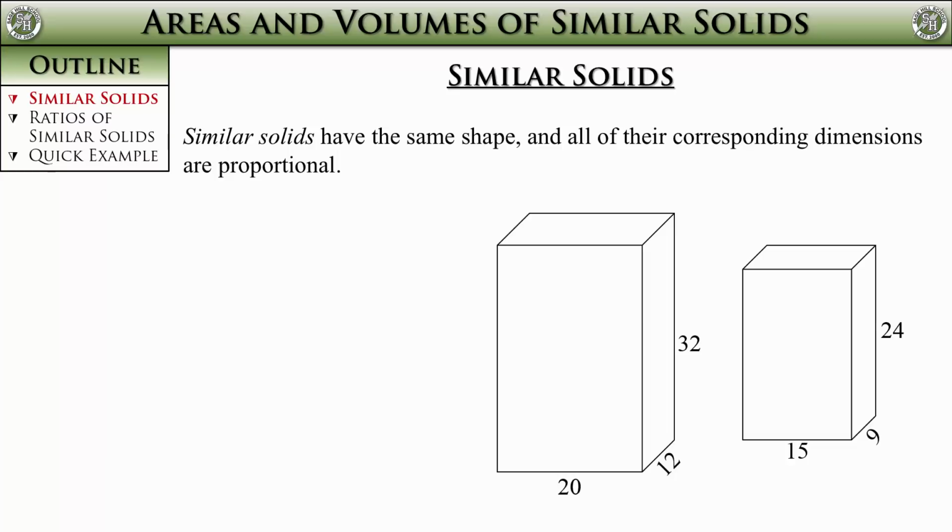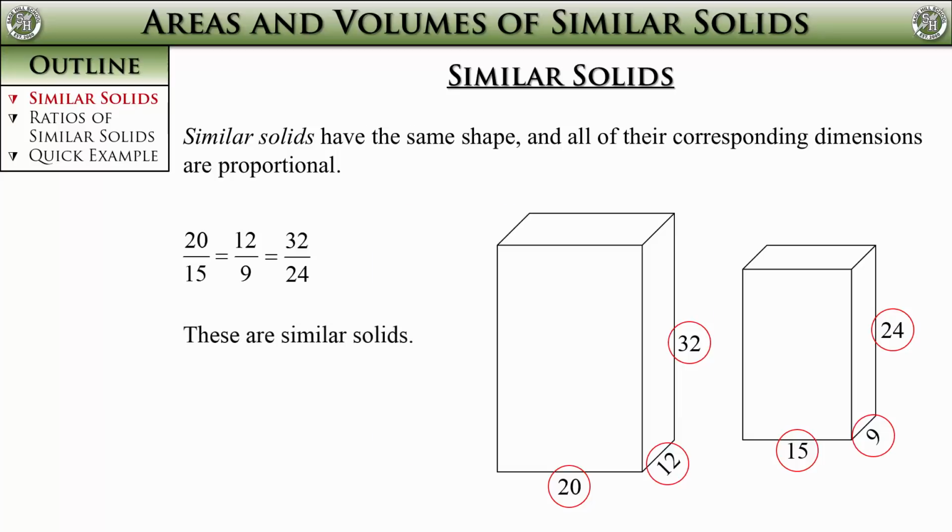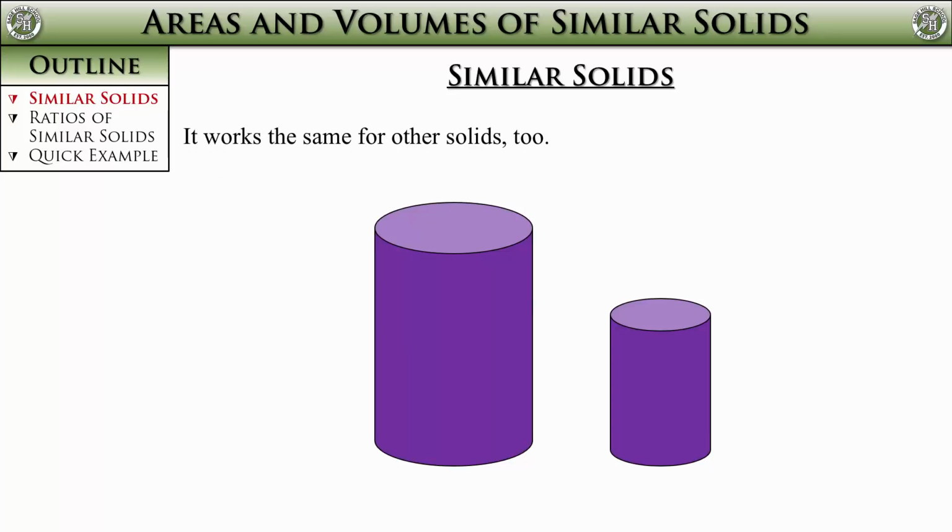Here I have a pair of rectangular prisms that have had their dimensions labeled, so I need to build out an extended proportion. Find a pair of corresponding sides, like the 20 and the 15, then find another pair, like the 12 and the 9. Finally, match up the 32 and the 24. Since all of these ratios reduce down to the same thing, 4/3, we know that these are similar solids. If I was going to check if cylinders were similar, all I need to do is check 2 things, the radius and the height. Those are the only 2 dimensions for a cylinder.